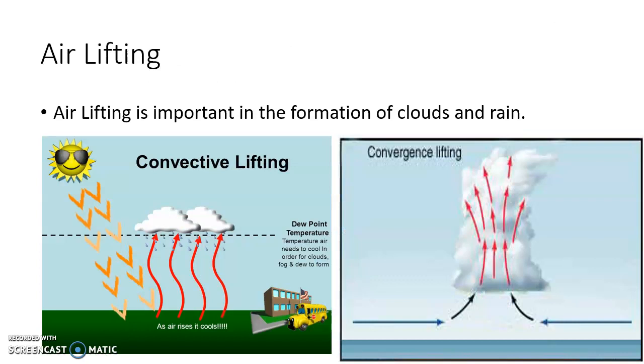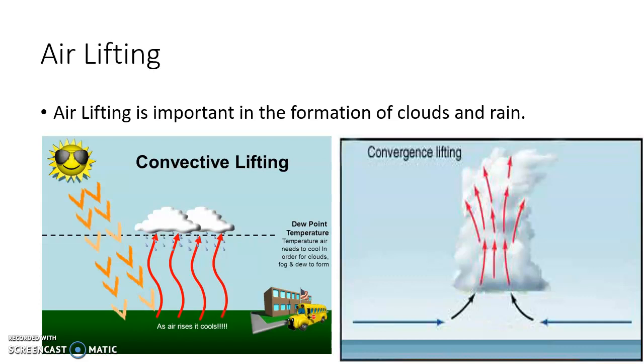Airlifting. Airlifting is important to cloud formations and rain, and it's so important because clouds and rain are how we survive on Earth. There are two different forms of lifting. The first one is convection lifting.